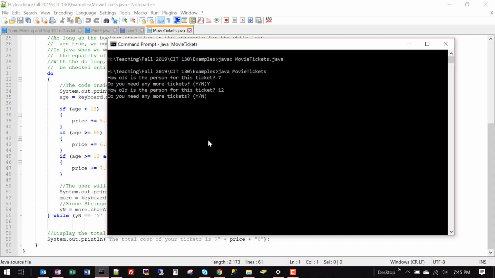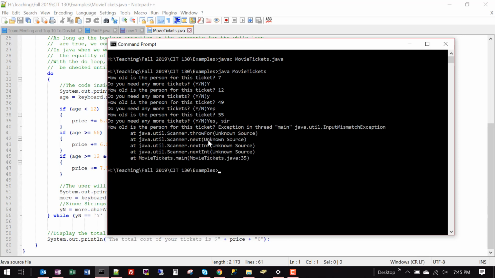Do I want any more tickets? Let's say I'm lazy, I don't want to hold down the shift. I hit y, because I was asking if it was capital or lowercase y. Should have worked. I put in the next age, and let's just say I'm feeling a little silly, so I go, yep. It asks for the next one. I put in the next one, and I say, yes, sir.